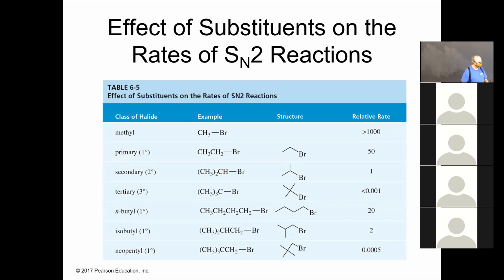Neopentyl is a primary, but it's very crowded in back. So you can see the relative rate compared to 2-bromopropane is very, very slow.